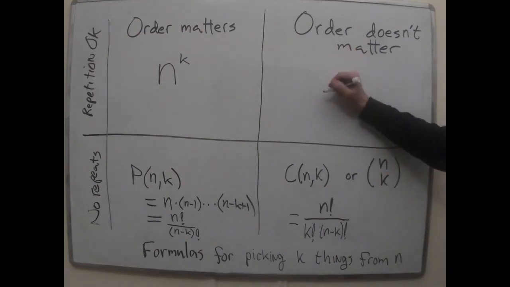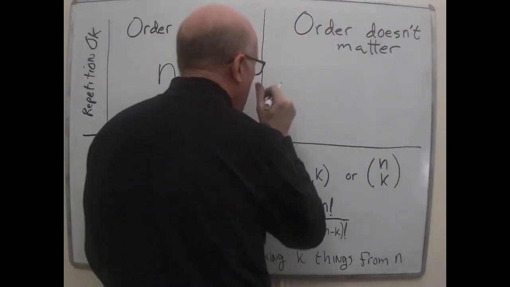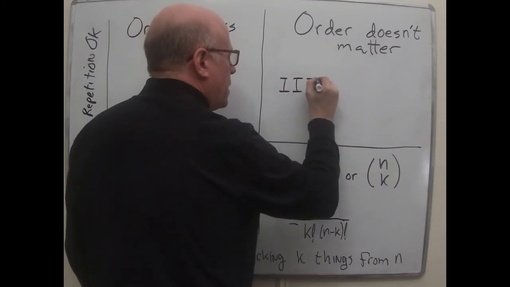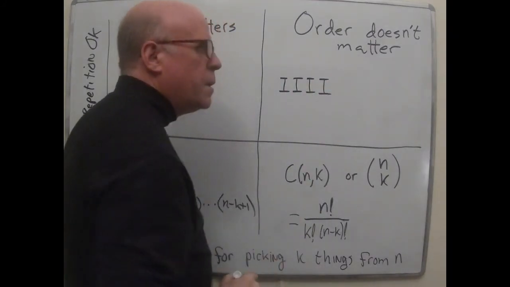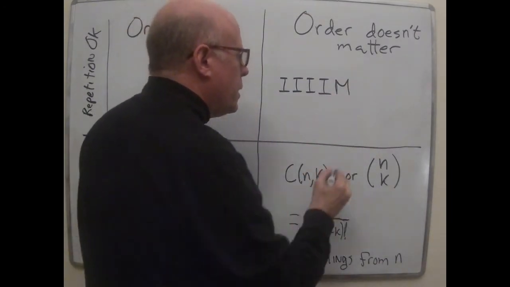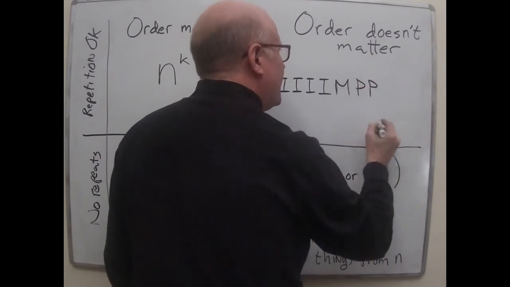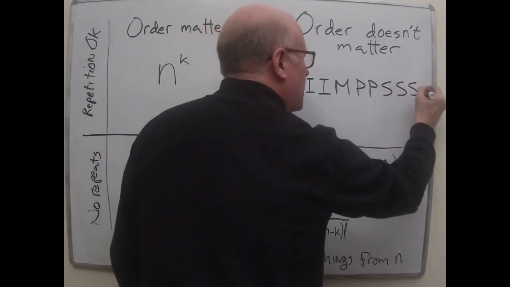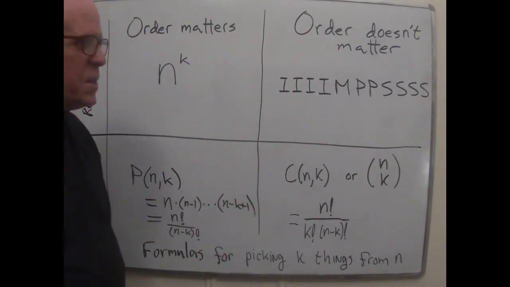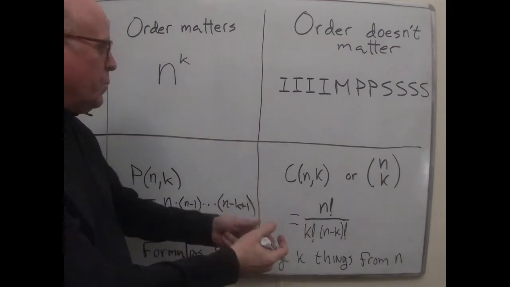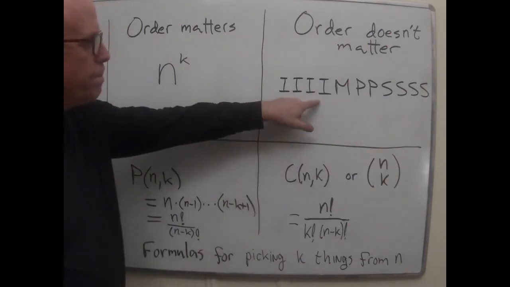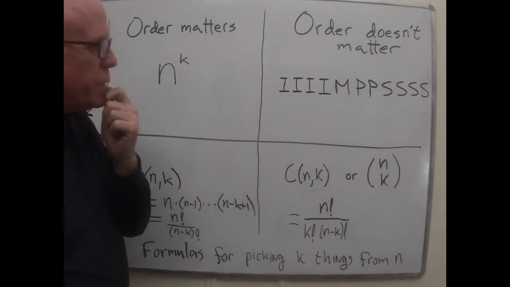I'm going to come back and actually come to a formula here, but if we were doing Mississippi, I'd have a bunch of I's up front, 4 of them, then the M. P comes before S, doesn't it? Then the 2 P's, and then the 4 S's. That's what I would convert Mississippi into if order didn't matter. I would sort it so the letters came in the order that I like. And this is a sort of thing that we can actually count.